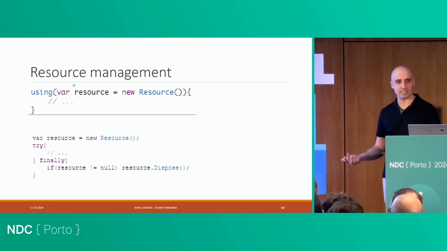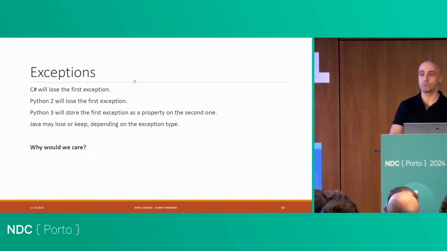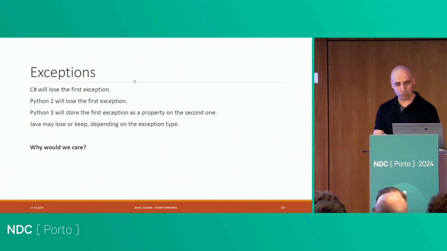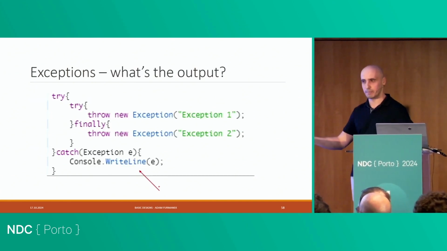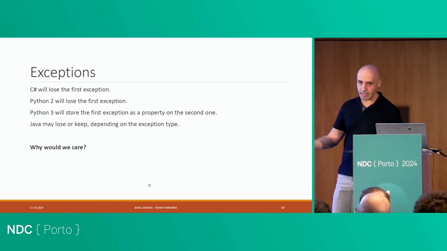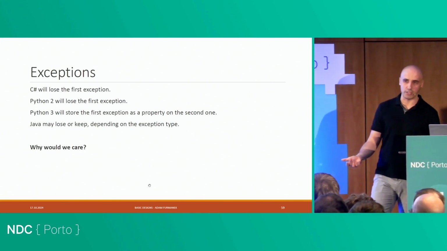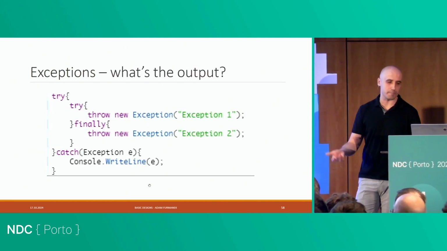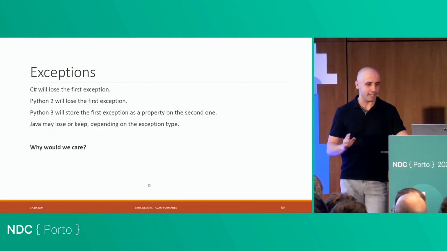So finally, let's answer the question, what happens in this scenario? It heavily depends. C# will lose the first exception. So what you are going to have in here is exception 2. You will lose exception 1. You won't be able to recover it easily. In other languages, it depends. Python may lose the exception, may keep the exception, depending on the version. Java may behave the same depending on the exception type. Actually, in C#, depending on the exception type, this catch handler may not be executed at all. That also makes things a little bit more complex. So generally, it is crazy.